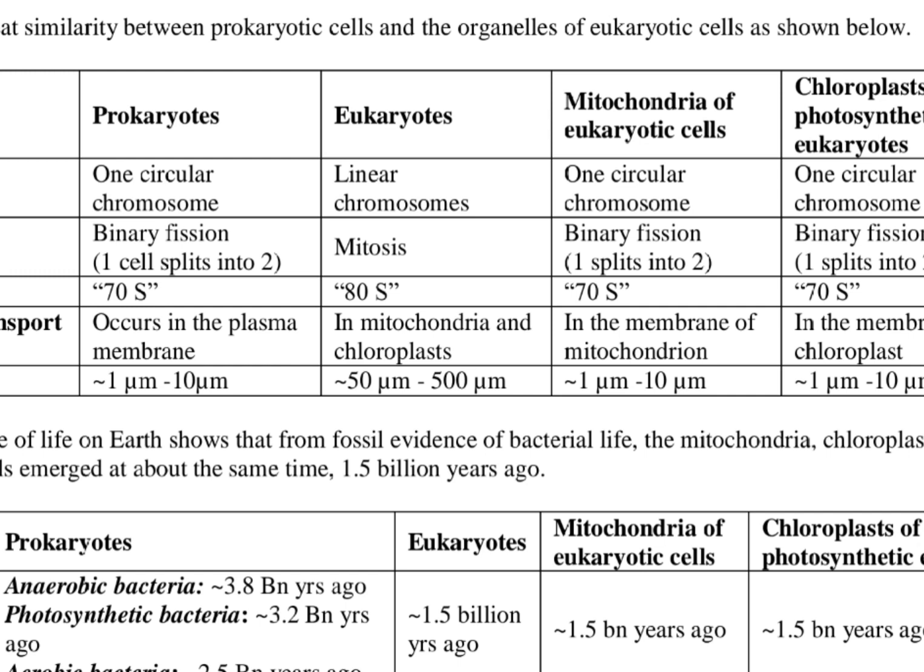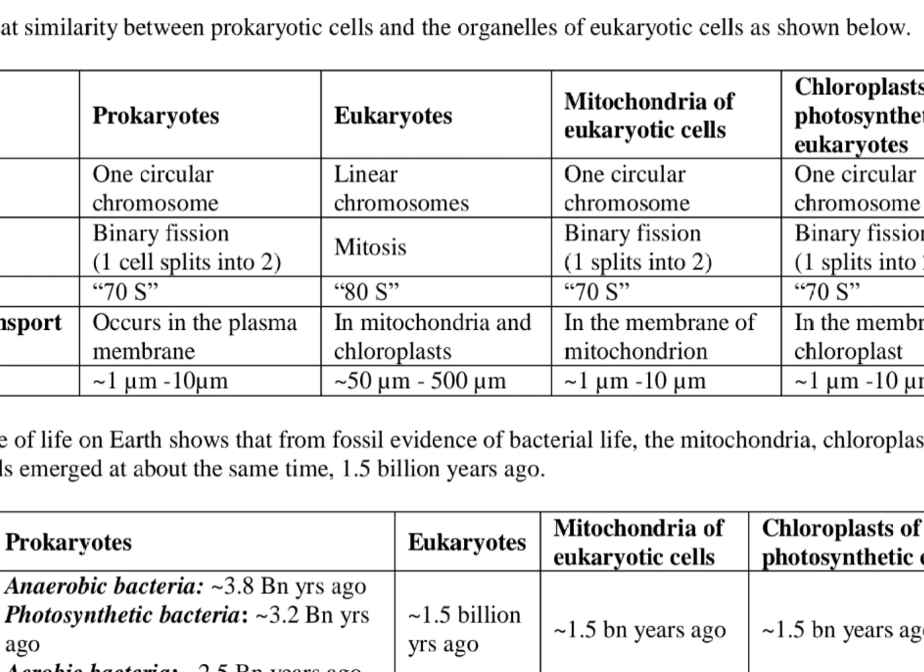the free-living prokaryotes. When you look at duplication, prokaryotes duplicate by binary fission. Eukaryotes duplicate by mitosis. But the mitochondria and the chloroplast duplicate by binary fission. When you look at the types of ribosomes, the mitochondria has a 70S ribosome along with the chloroplast, similar to most prokaryotes. The eukaryotes have 80S.